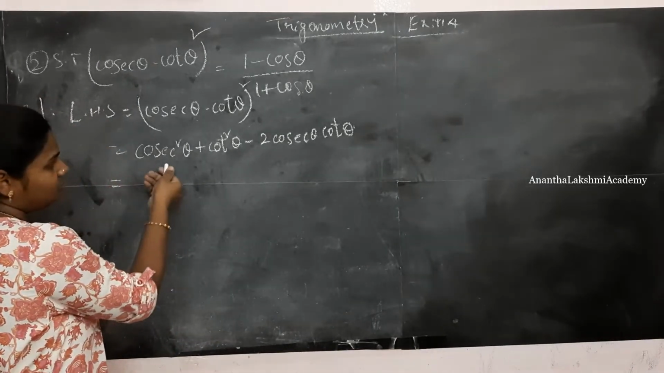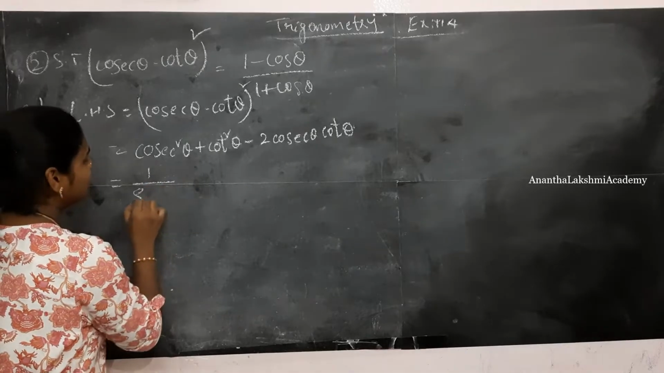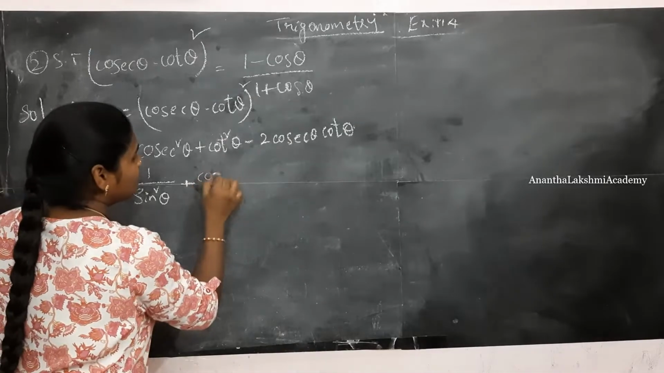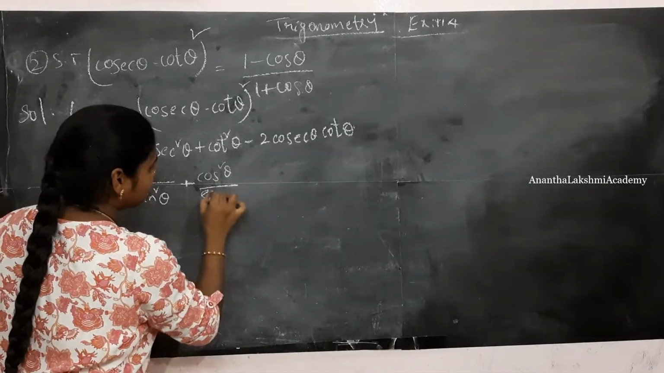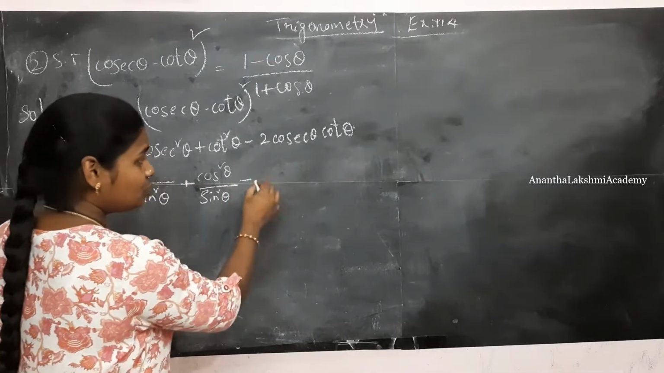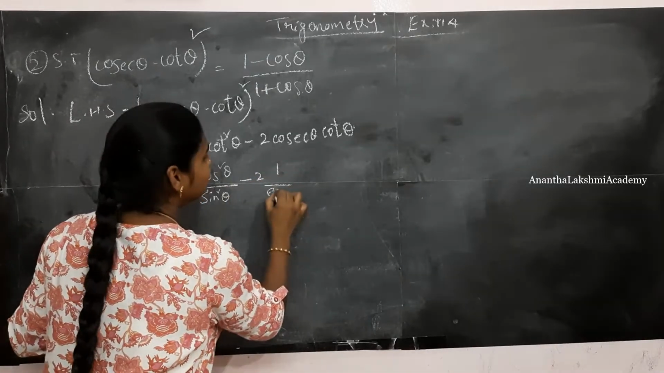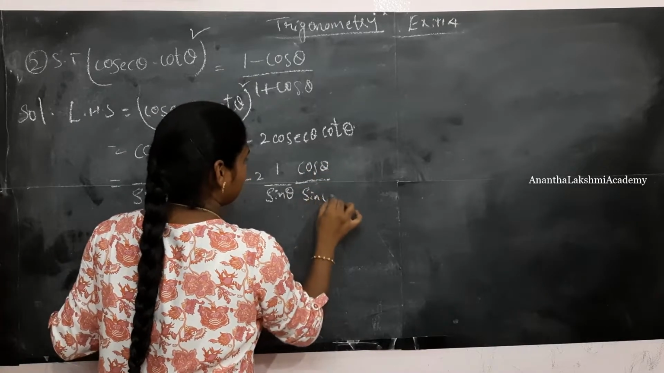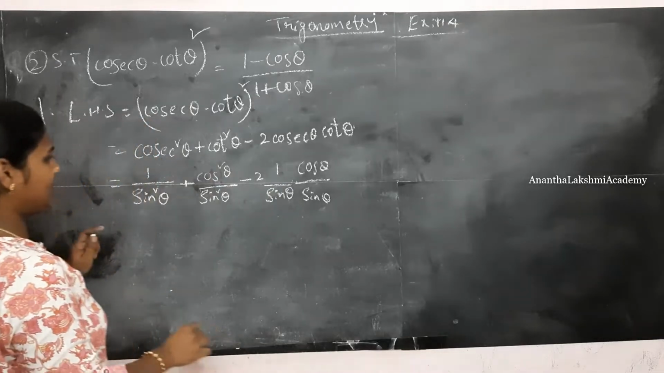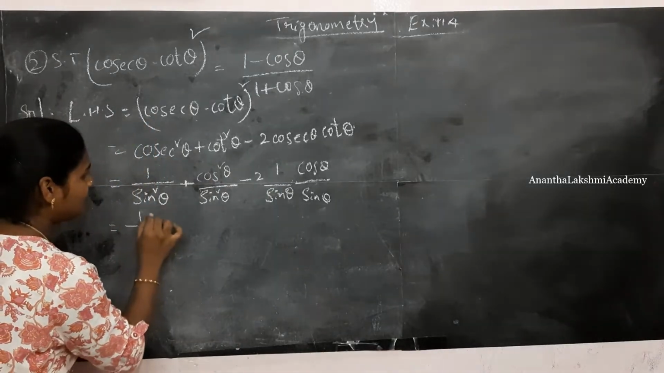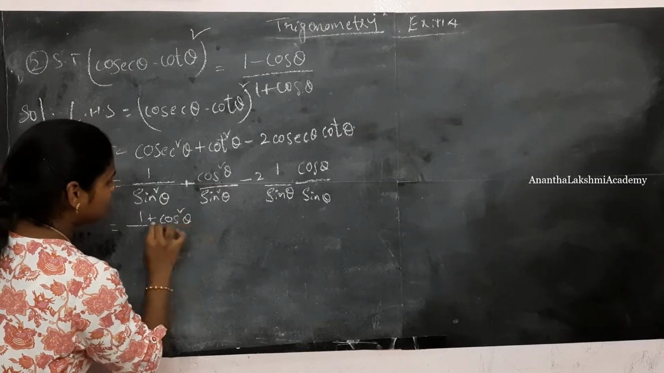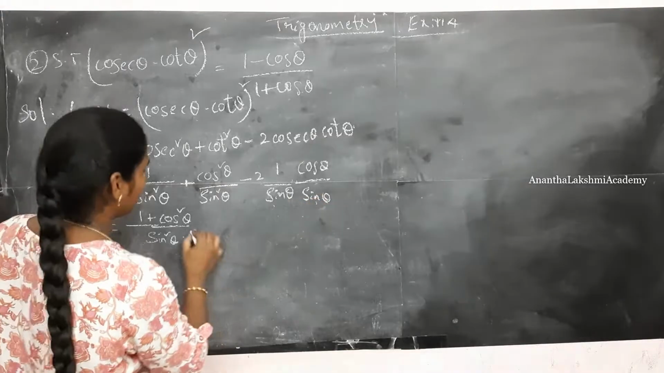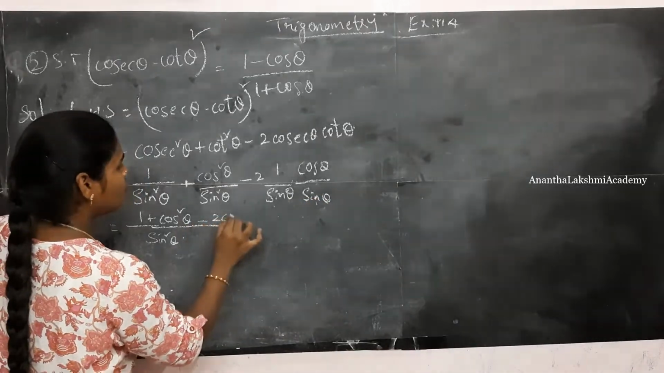So how can we write cosecant square theta? 1 by sine square theta plus, what is cot square theta? Cos square theta by sine square theta minus 2 times cosecant theta, 1 by sine theta, times cot theta, cos theta by sine theta. Here all of them are going to get multiplied. Okay, 1 plus cos square theta by sine square theta. Even this one is sine square theta. So minus 2 cos theta.